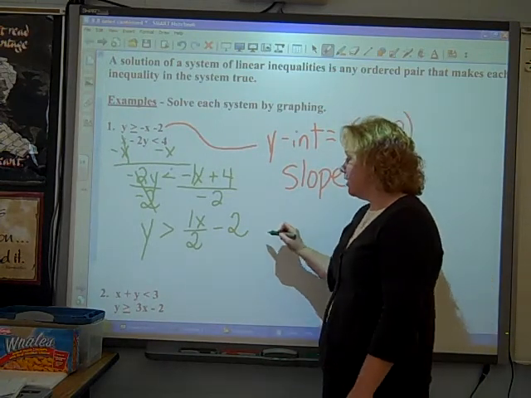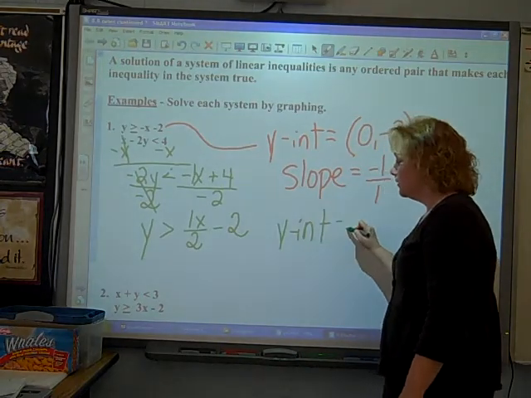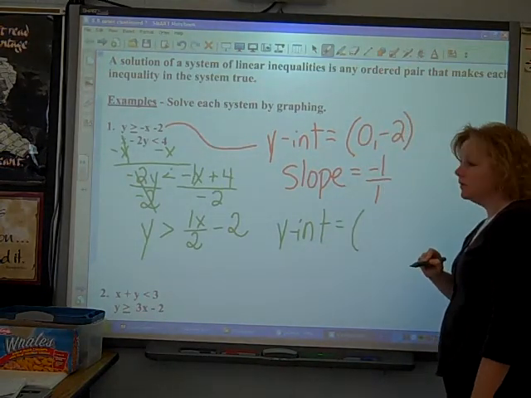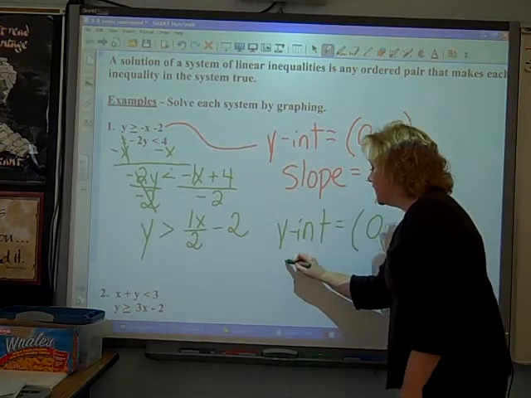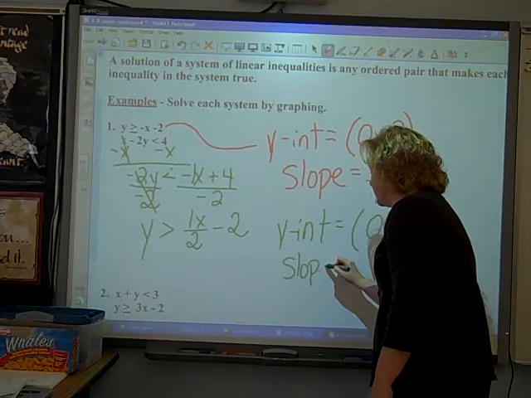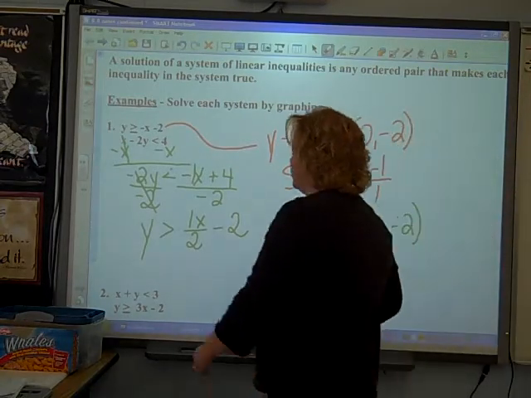So what is my y-intercept? 0, negative 2. What is my slope? 1/2. Good. Now I'm going to graph.